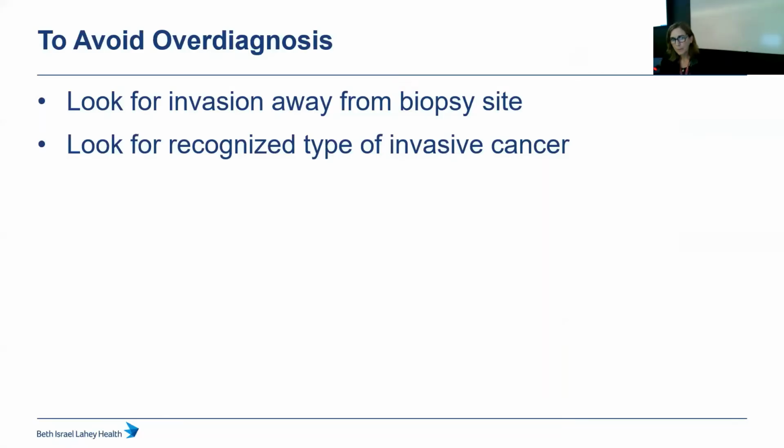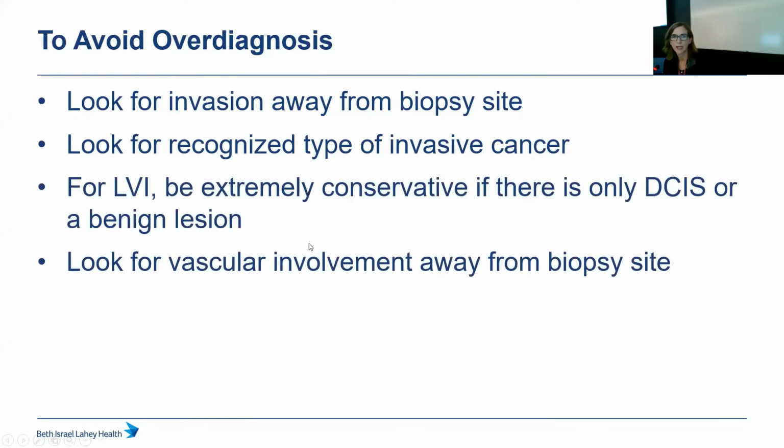And so what can you do? You should look for invasive carcinoma away from the biopsy site. Look for a recognizable pattern of invasive carcinoma. Those patterns that I've just been showing you are really what I would say is a recognizable pattern of displaced epithelium. That's exactly what displaced epithelium looks like. And so you want to find some sort of conventional component of invasive carcinoma away from the biopsy site. For LVI, you want to be extremely conservative if there's only DCIS or a benign lesion. And again, if there's invasive carcinoma, look for involvement away from the biopsy site.